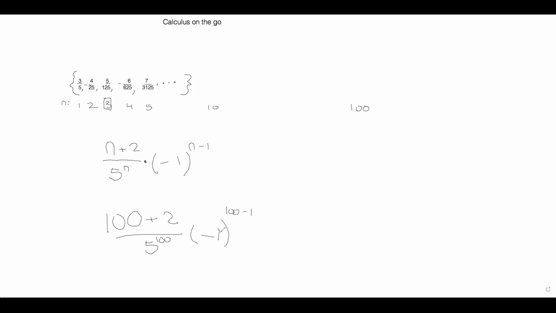An even exponent makes it positive. So we have an odd result right here. That's 99, which means we're going to preserve the negativity, which means that the 100th term is going to be negative. It's going to be -102 divided by 5 to the 100th power. Like I said, it's a mind-bogglingly huge number. So we don't really care about what that value is. We're going to leave it like this.